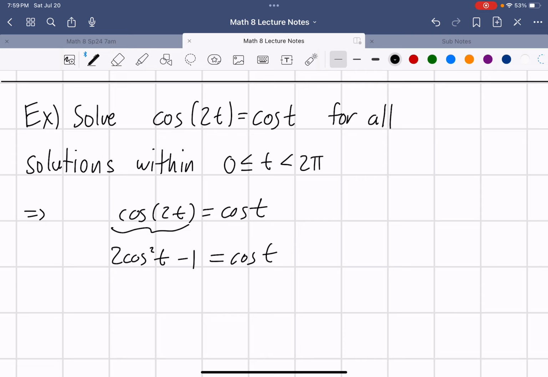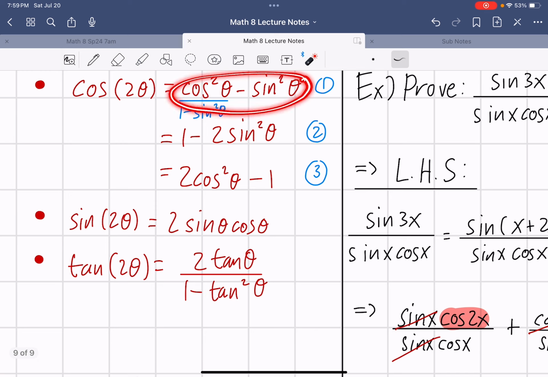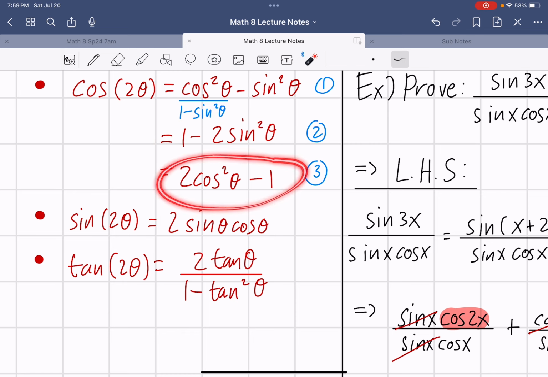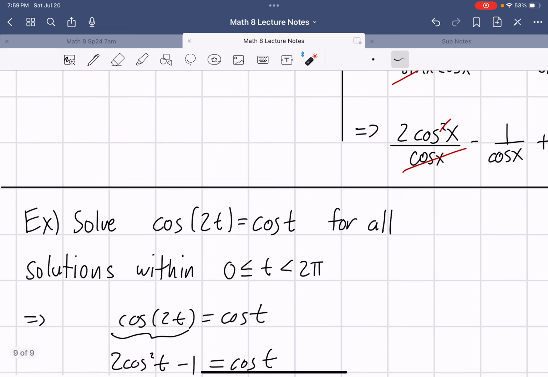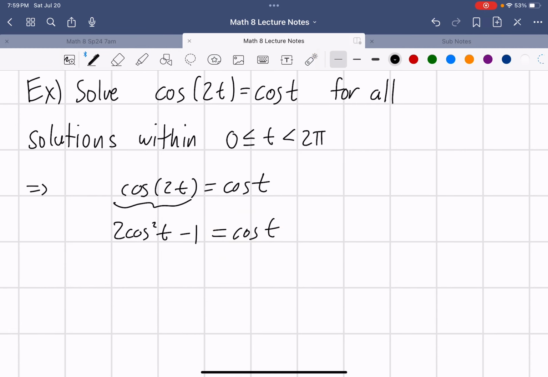Now, if you're wondering why I would rewrite it in this version, that's because I already have a cosine in this equation. I wouldn't want to rewrite it as cosine squared and sine squared, or 1 minus 2 sine squared. I'd rather write it as 2 cosine squared minus 1 because I want to keep it uniform with the other function in this equation.